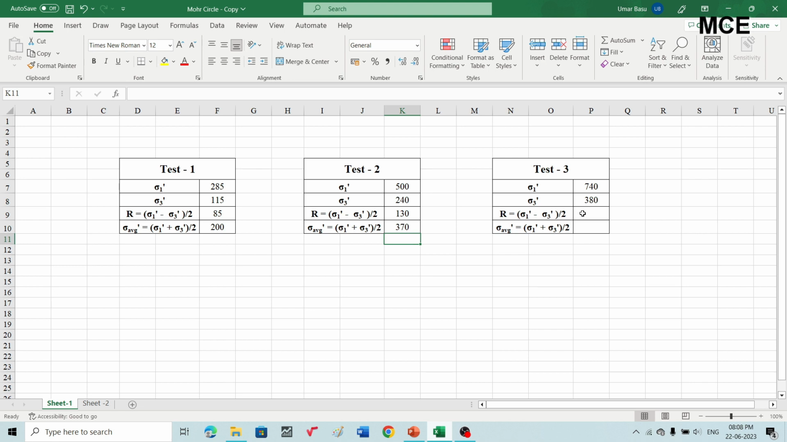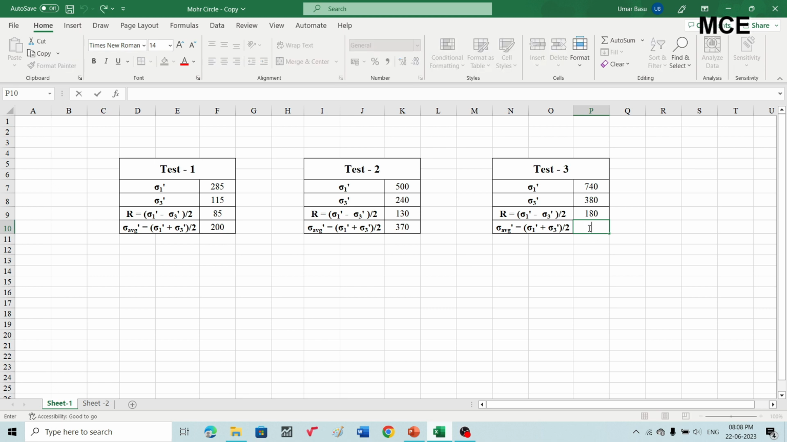For test 3, apply the same procedure: select the row, write the equal sign, then write down the bracket, select sigma 1 prime for test 3, then the minus sign, then sigma 3 prime for test 3, then close the bracket, divide it by 2 and press enter, and you will get the radius for test 3.